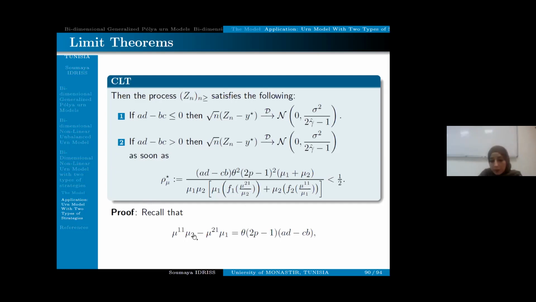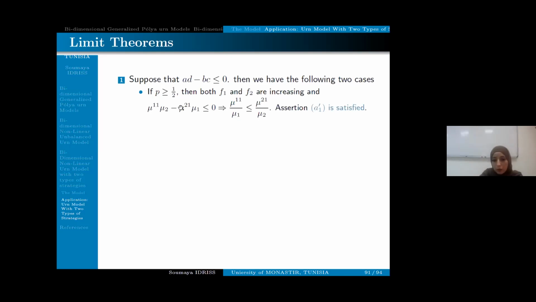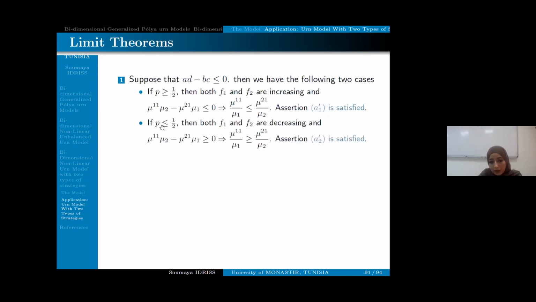For the proof, recall that this quantity, mu11 multiplied by mu2 minus mu1 multiplied by mu1, is equal to this quantity that depends on theta and P and the difference between the entries of the matrix. So at first we suppose that AD minus BC is less than or equal to 0. Then we have the following two cases. In the first case, if P is greater than or equal to 1/2, then F1 and F2 are increasing. Then statement A'1 is satisfied. In the second case, if P is less than or equal to 1/2, then statement A'2 is satisfied.